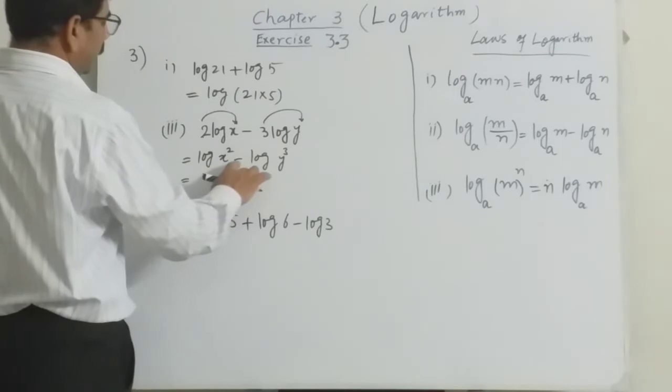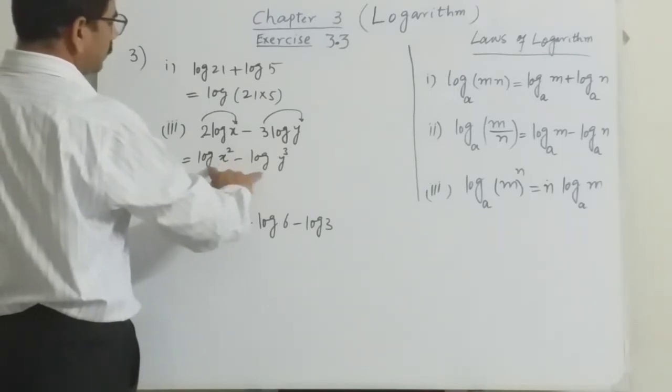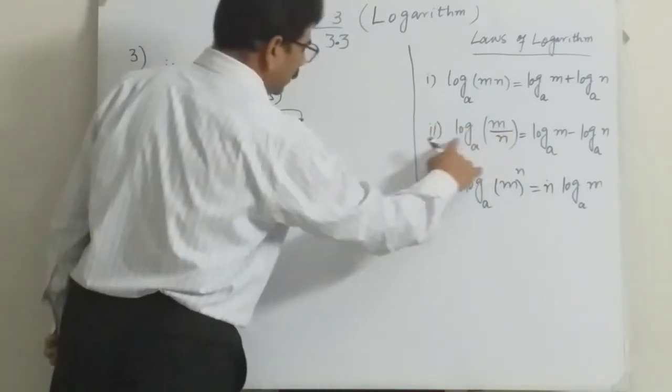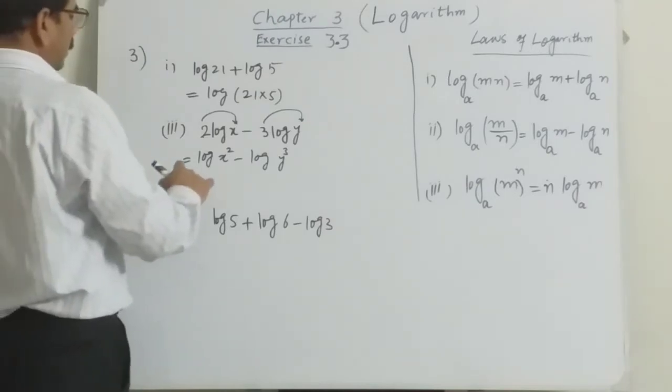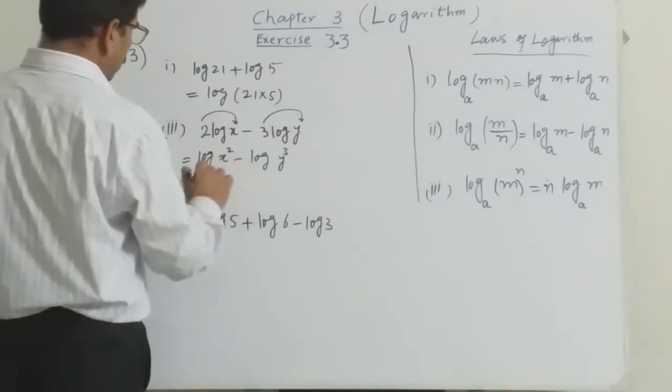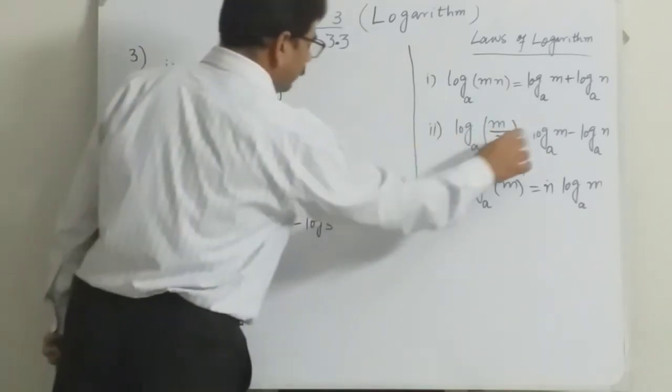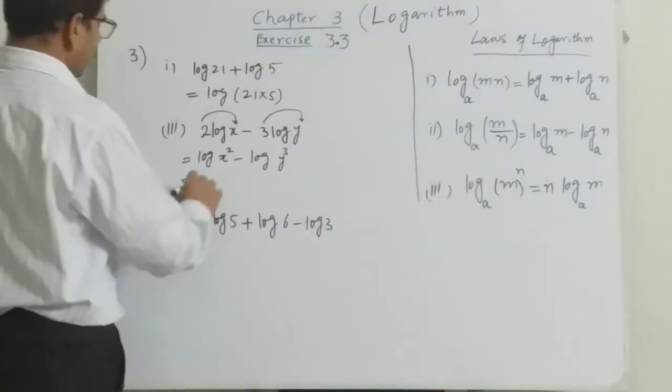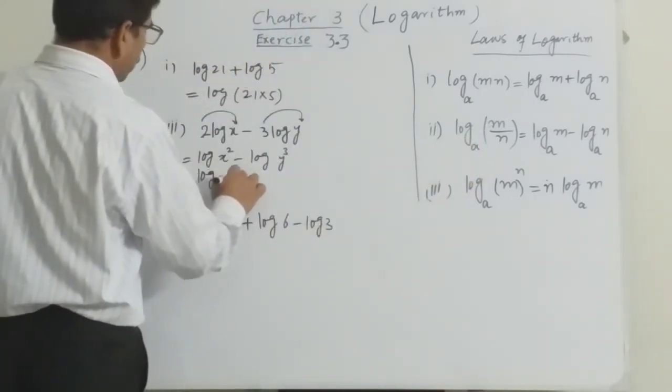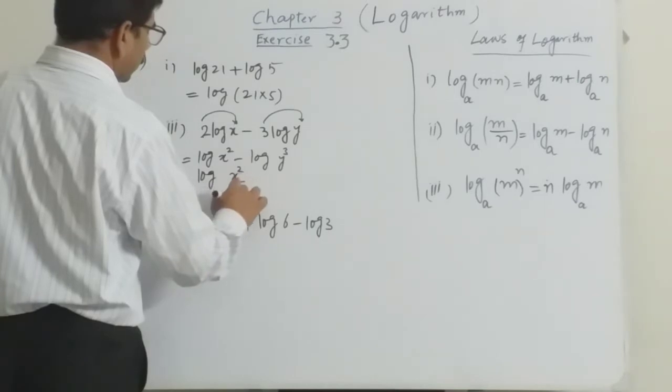Now we have the difference of the logarithm of two numbers. So applying the second law, when writing as a single log, this minus sign will be changed into a division sign: log of x square over y cube.